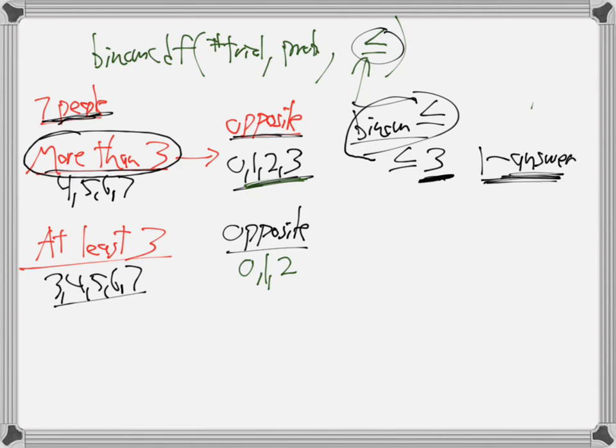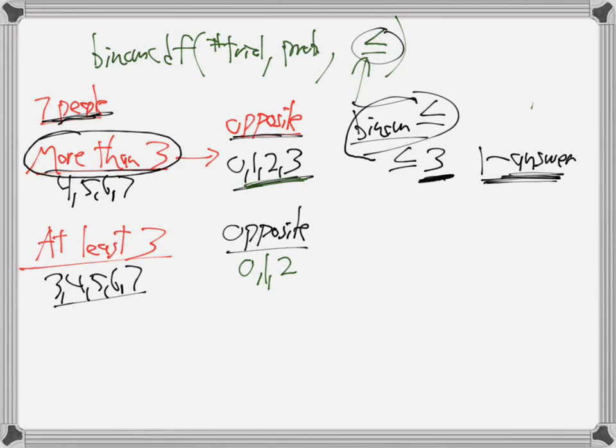At least 3. You really want to understand that phrase. That's important to your ability to communicate quantitatively out in the business world. At least 3. What does that mean? 3, 4, 5, 6, or 7. At least 3 means 3 or more, doesn't it? And so what's the opposite of that? 0, 1, or 2. Isn't that the opposite of 3 or more? 0, 1, or 2.